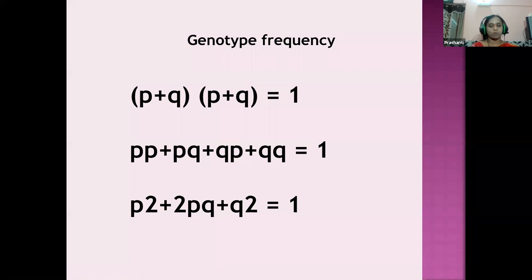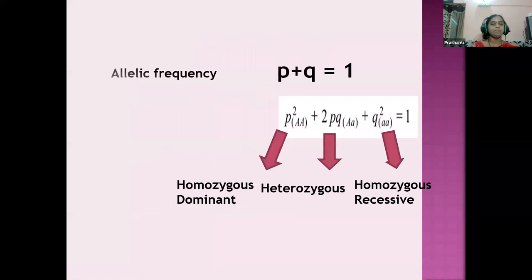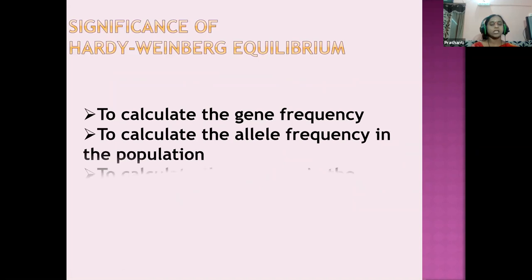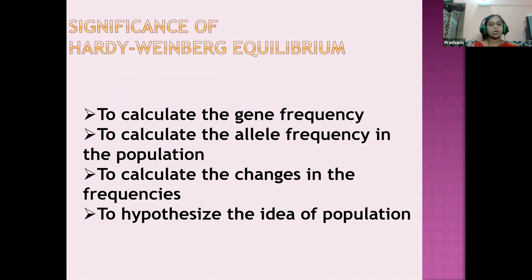So likewise, here also, the Hardy-Weinberg equilibrium, that is allele frequency, p plus q is equal to 1. Whereas over here, when we take the genotype frequency, it is p square plus 2pq plus q square is equal to 1. Here, p square is homozygous dominant and 2pq, that is heterozygous, and q square is homozygous recessive. Then where do we apply Hardy-Weinberg equilibrium? That is, we calculate the gene frequency, allele frequency in a population, also the changes in frequencies, and also to hypothesize the idea of the population.